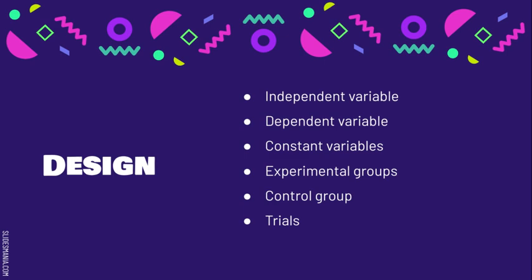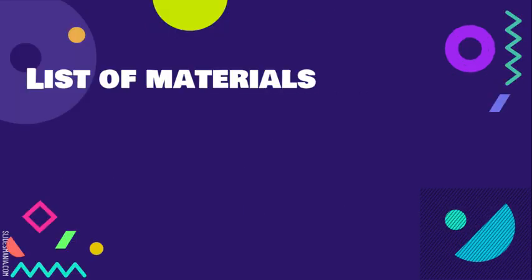So some of us are still having an issue with the independent variable and the dependent variable. The independent variable is the variable that you are manipulating. The dependent variable is the responding variable, what happens because of the condition.